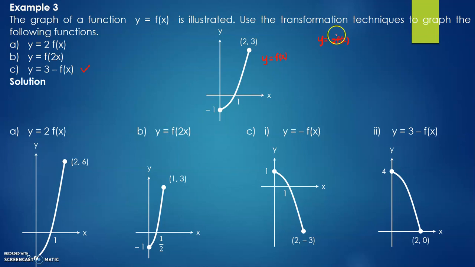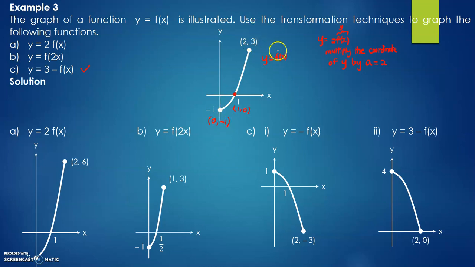Just like the previous example, we can assume that f(x) is equal to y. So what happens here is we will multiply the coordinate of y by a, where in this case our value of a is 2. So we will multiply by 2. Let me label this coordinate. This coordinate is (1, 0). And this coordinate is (0, -1).